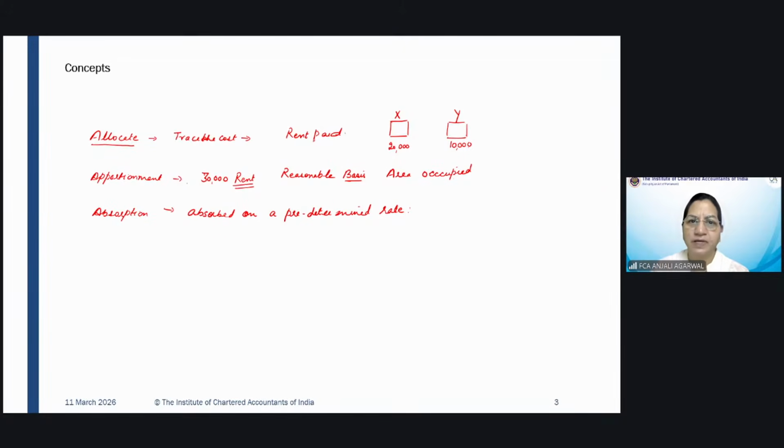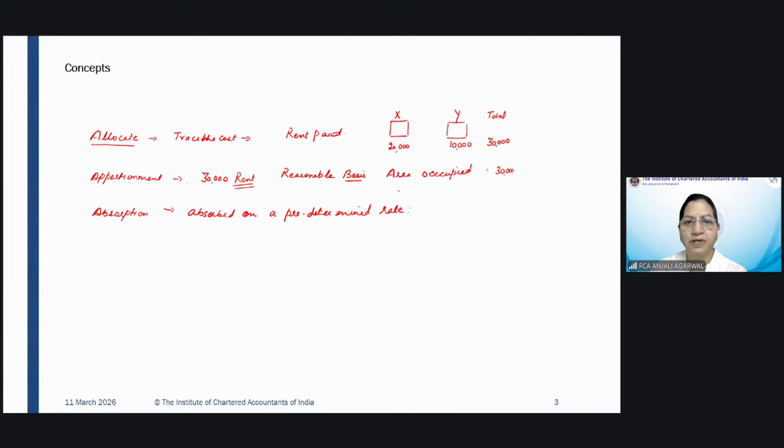So when the expenditure is exactly 30,000 and you know that 20,000 is incurred by X and 10,000 by Y, the total expense is 30,000 and what is allocated is also 30,000, 20 and 10. Then again in apportionment, the total expense is 30,000, which is apportioned between X and Y in the ratio of the area occupied by the two products or departments. So then again, the total is also 30,000.